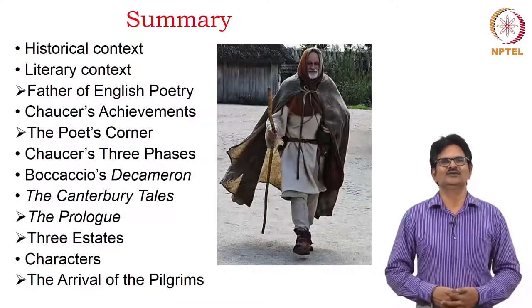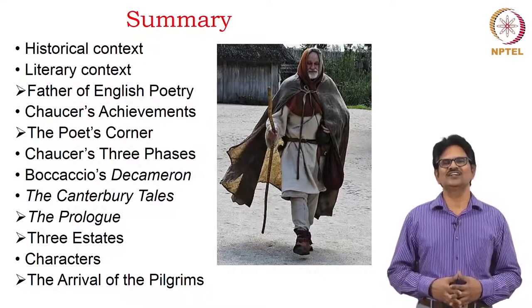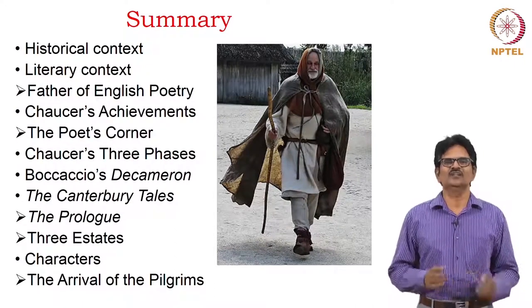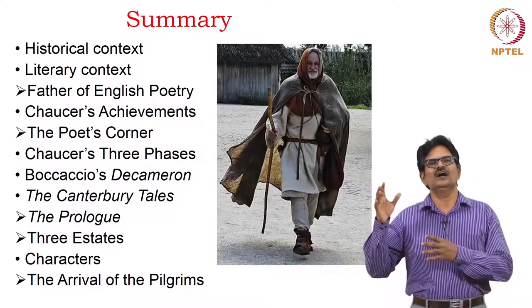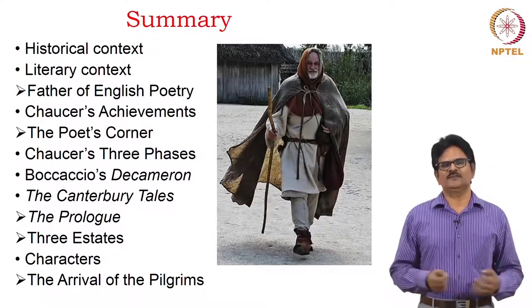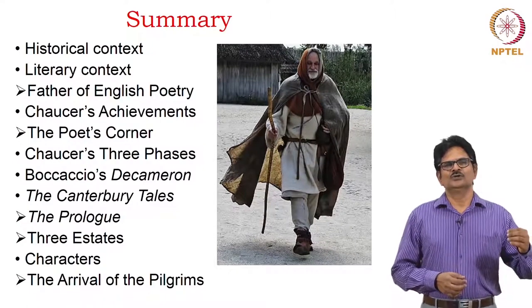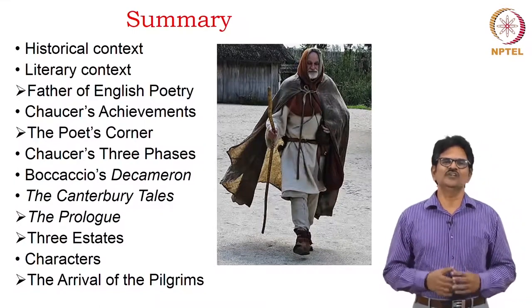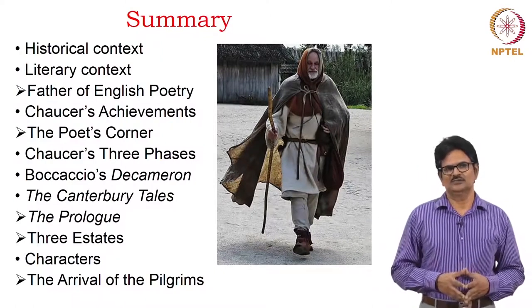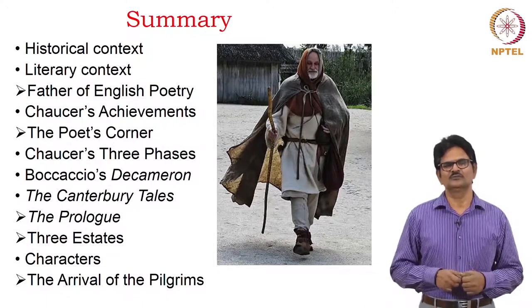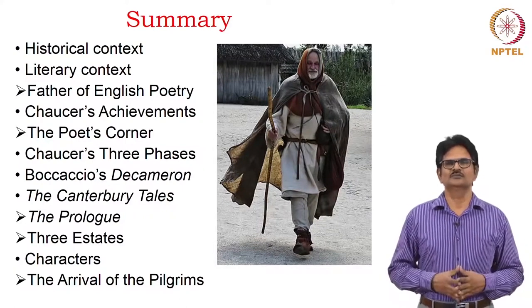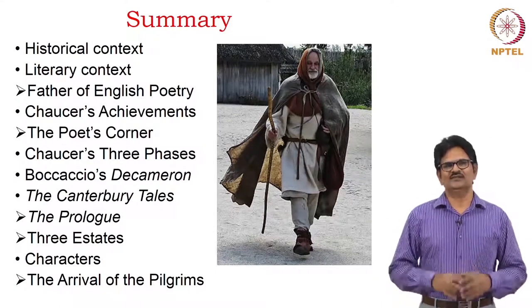In this presentation so far, we have seen the historical and literary context of Chaucer's times. We discussed why Chaucer is the father of English poetry by focusing on the achievements of Chaucer and also mentioning the Poets' Corner. We mentioned the three phases of Chaucer's writings and finally focused on the English period in which Chaucer wrote the Canterbury Tales using Boccaccio's Decameron as a model. We started discussing the prologue, particularly we mentioned the three estates to which the characters belong. Then finally, we looked at the arrival of the pilgrims.